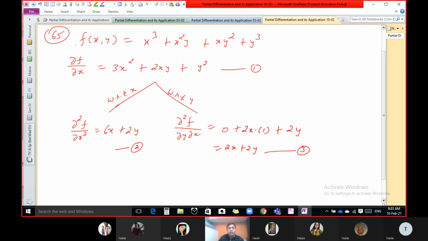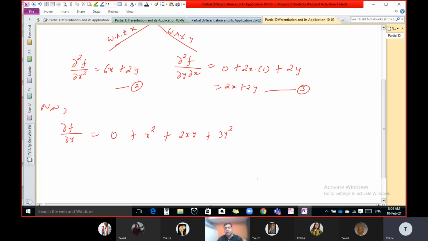Now once again differentiate the original function with respect to y, del f upon del y. What is the derivative of x cube? 0. Plus x square. Plus 2yx, that is 2xy. Plus 3y square. Correct, 3y square. Let us say this is equation 4.